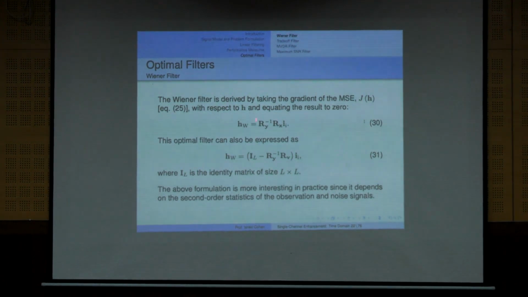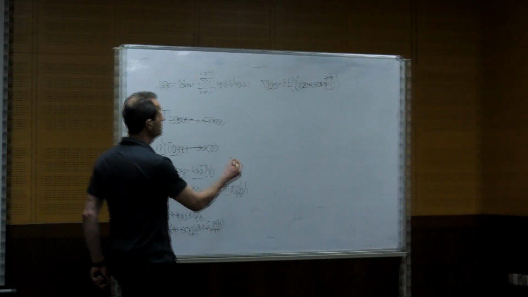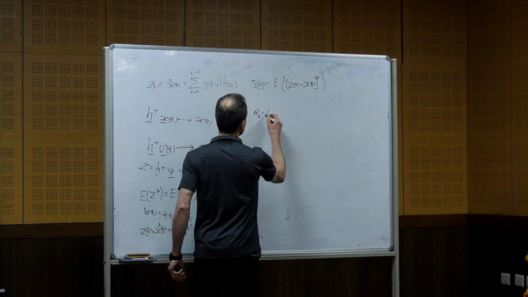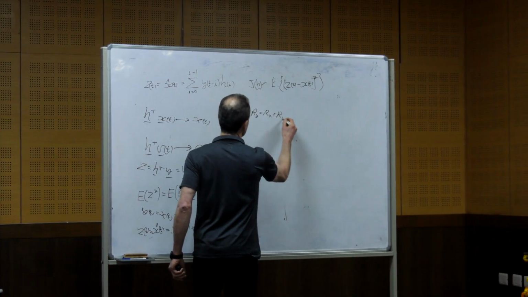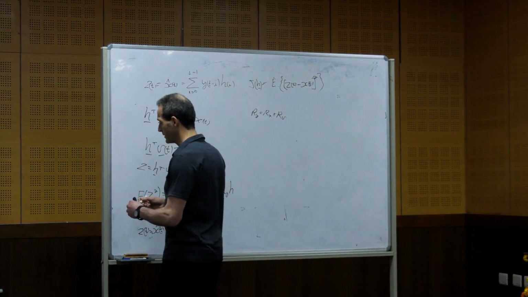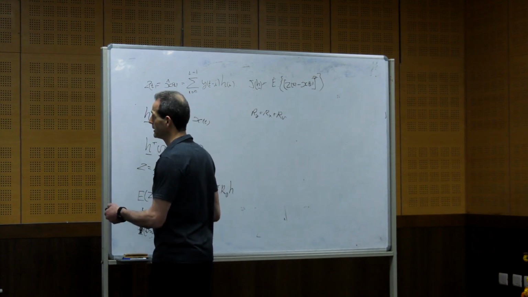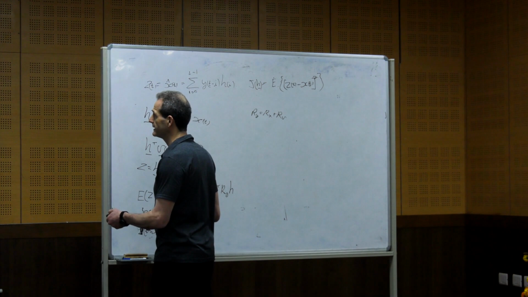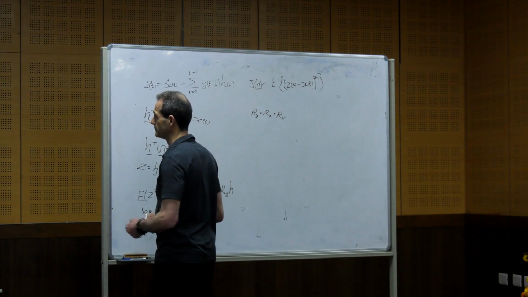Now this vector, we can write it differently. We know that Rx, based on our model, is Ry minus Rv. Okay? So we can write this. We know that Ry equals Rx plus Rv. So instead of Rx, we can put Ry minus Rv. So we get this expression, where IL is the identity matrix of size L by L.